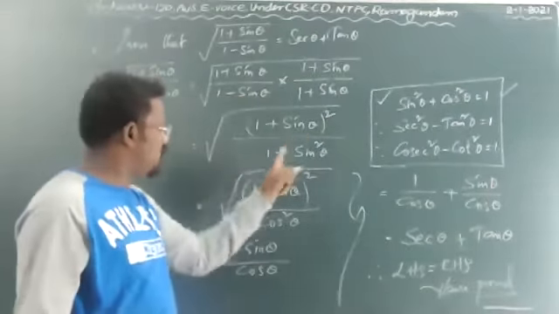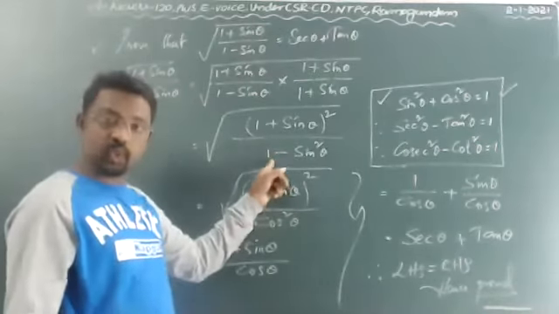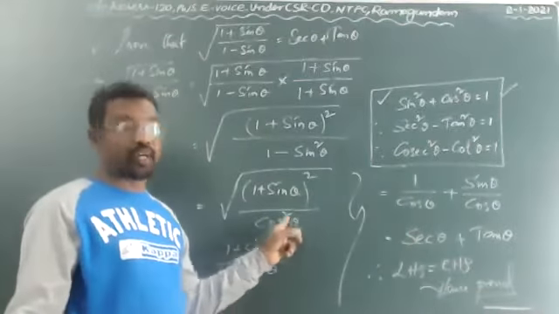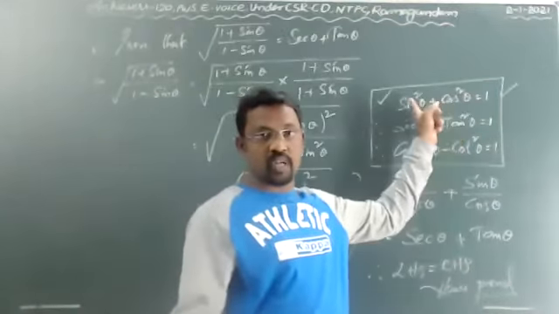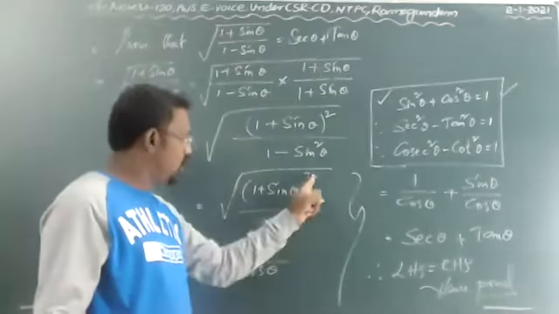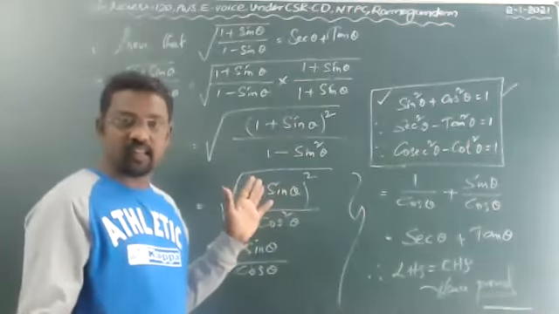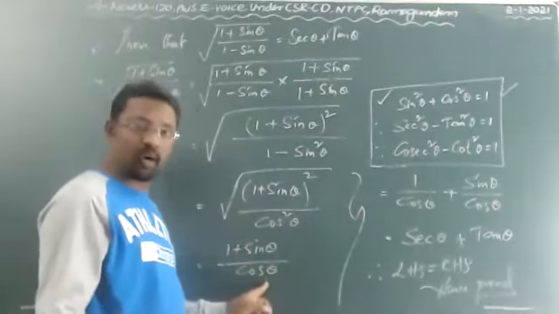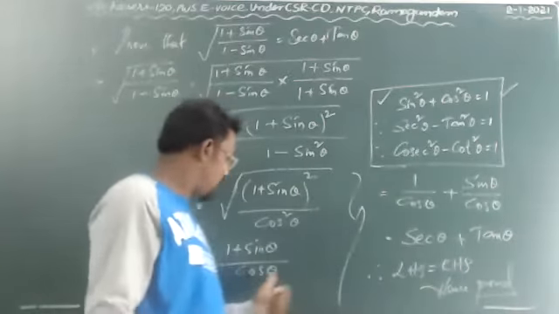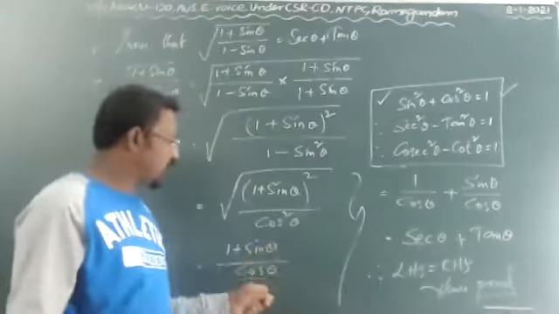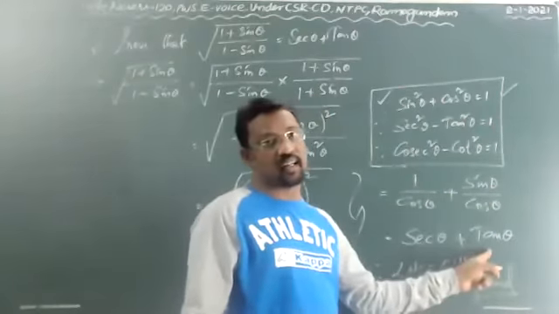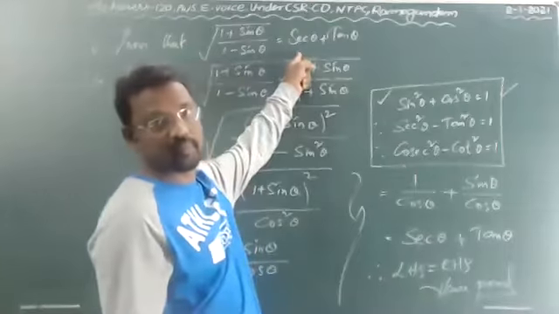So a minus b times a plus b is a square minus b square. 1 square is 1, sine square is sine square theta. And 1 minus sine square theta I have written as cos square theta, because from this identity, sine square theta sent to this side becomes 1 minus sine square theta, which is cos square theta. Here the square and the square root get cancelled. The left is 1 plus sine theta by cos theta. In the numerator you have two terms, split them: 1 by cos theta plus sine theta by cos theta. 1 by cos you can write as secant, sine by cos as tan theta, which is what we want.